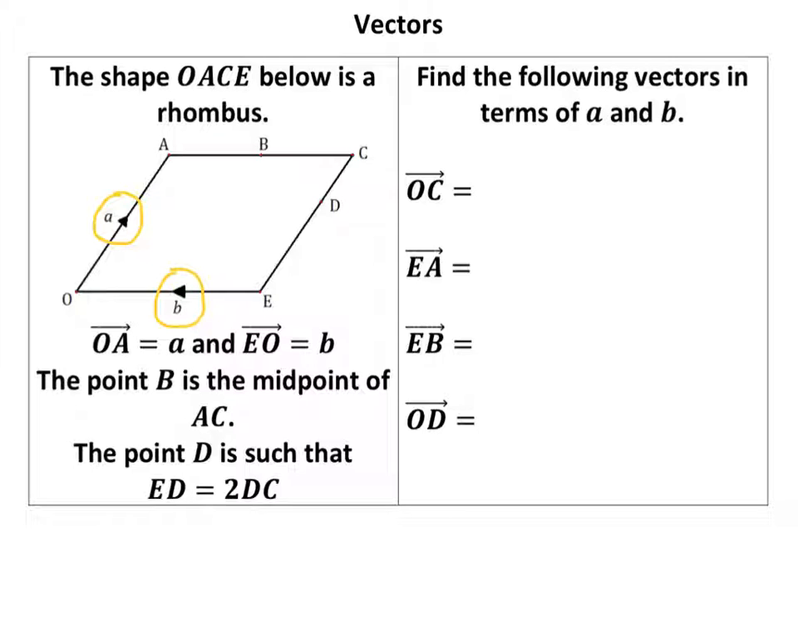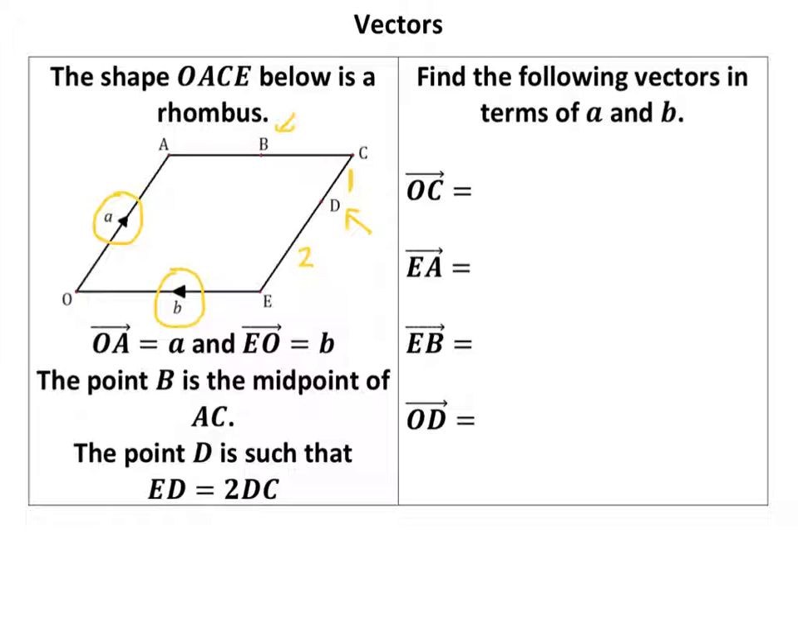Now it says the shape OACE, that's this shape here, is a rhombus. It says OA is A, and EO is B, and we've got to be careful about the direction of that. They've done that for a reason. The point B, up here, is the midpoint of AC, and the point D is such that ED is 2 times DC. So if this length between C and D was 1, this length would be 2, so that's double that. Just make sure you read the question carefully there.